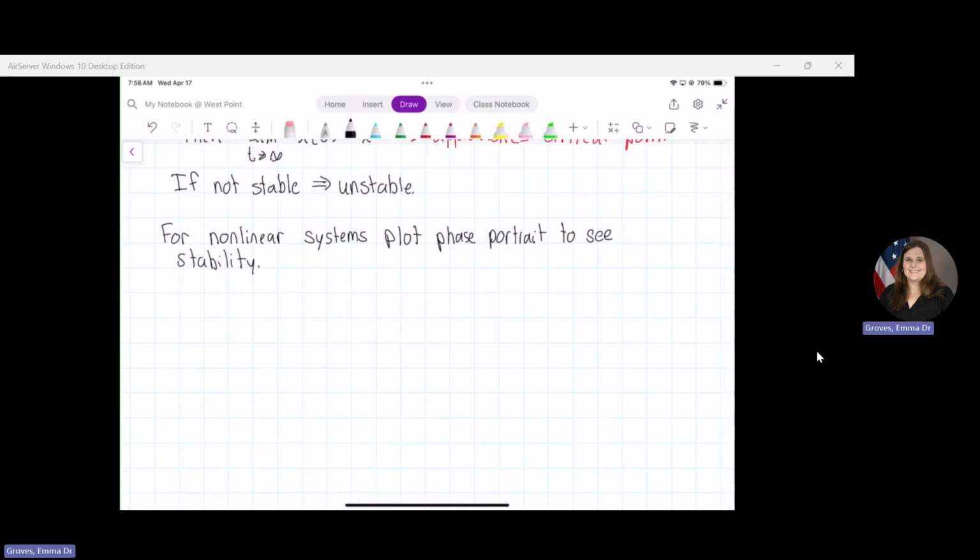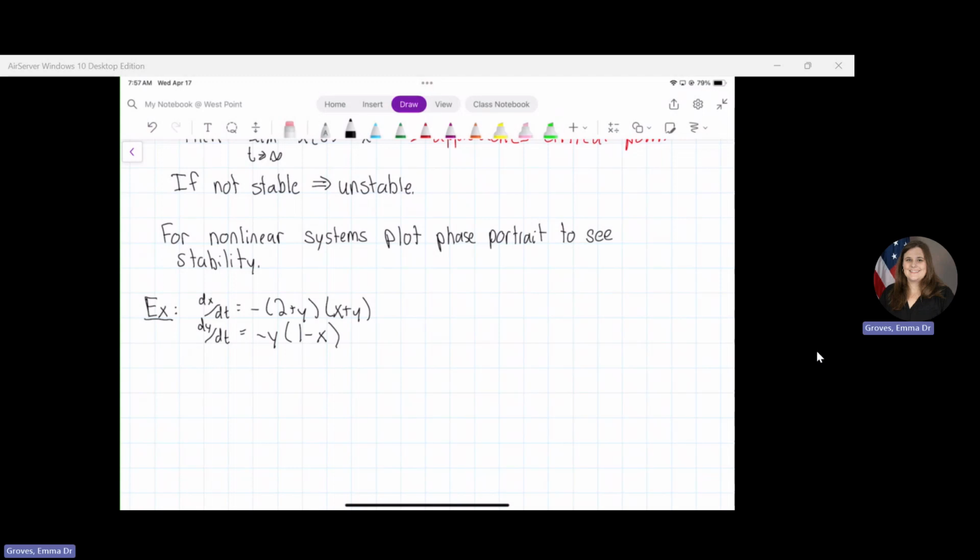So let's look at an example. We're going to have dx dt equal to negative 2 plus y, x plus y, and dy dt equal to negative y times 1 minus x. Okay. So how will we find our critical points? What do we do? Yeah, set them both equal to 0 and solve the system.